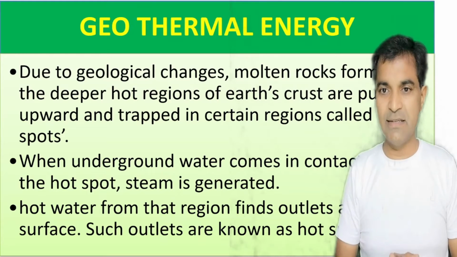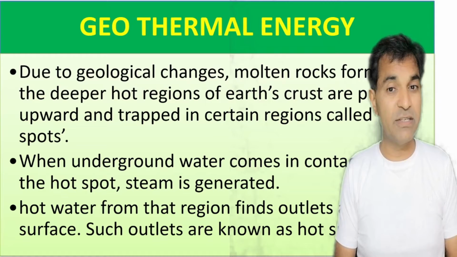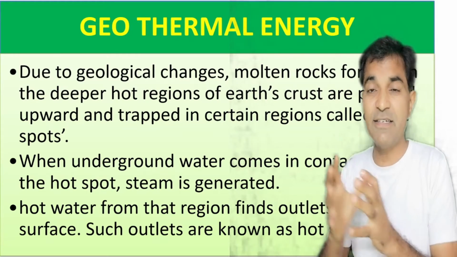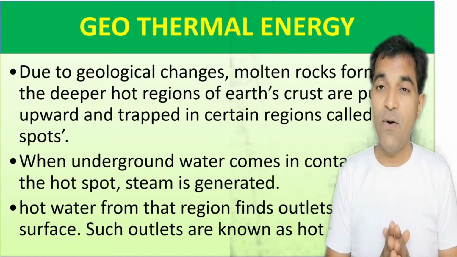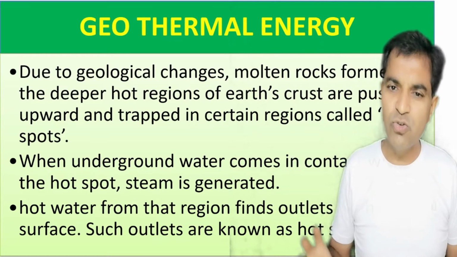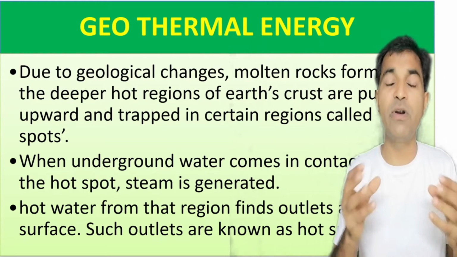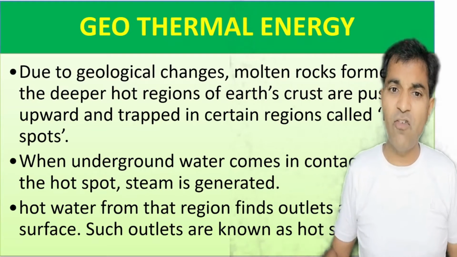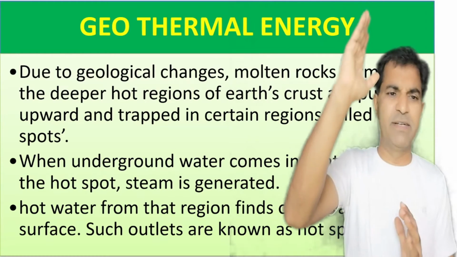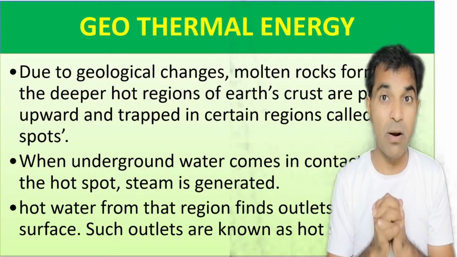Due to geological changes, molten rocks, which is known as lava, formed in the deeper hot regions of the earth's crust, are pushed upwards and trapped in certain regions called hot spots. So what are hot spots? Hot spots are due to geological changes. Molten rocks known as lava, formed in the deeper hot regions of the earth, are pushed upward and trapped in certain regions. Those spots are called hot spots.